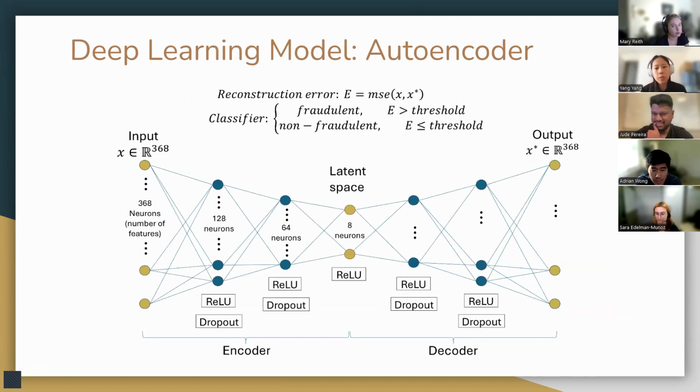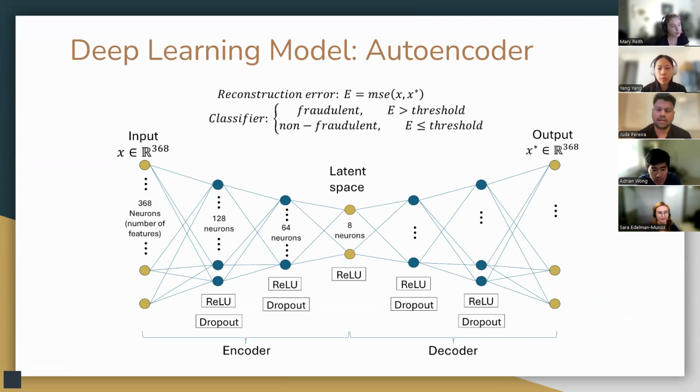For the deep learning model, we chose to train an autoencoder. It is a neural network consisting of an encoder which maps an input vector x with 368 features into a lower dimensional space called the latent space, and a decoder which maps this vector in latent space to x star back in the input space. We train the autoencoder by minimizing the mean squared error between x and x star.